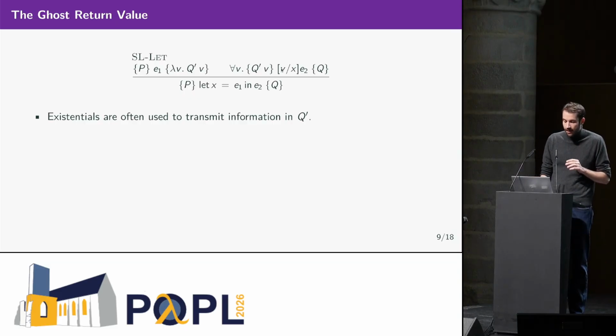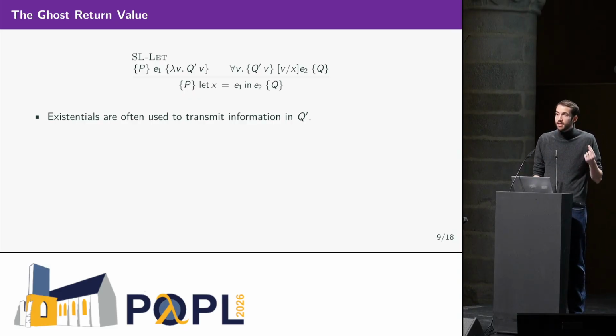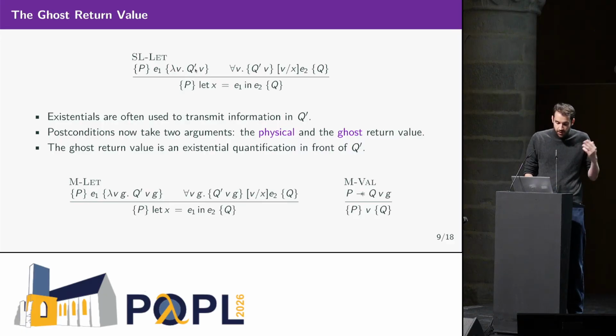And most of the time, the existential quantification is used to transmit information from this postcondition to this precondition. So you often have an existential quantification there. And in Musketeer, we allow for that somehow with this ghost return value. So both conditions now take two arguments, the physical and the ghost return value, and you can think of this ghost return value as an existential quantification in front of Q prime. So this is the rule in Musketeer.